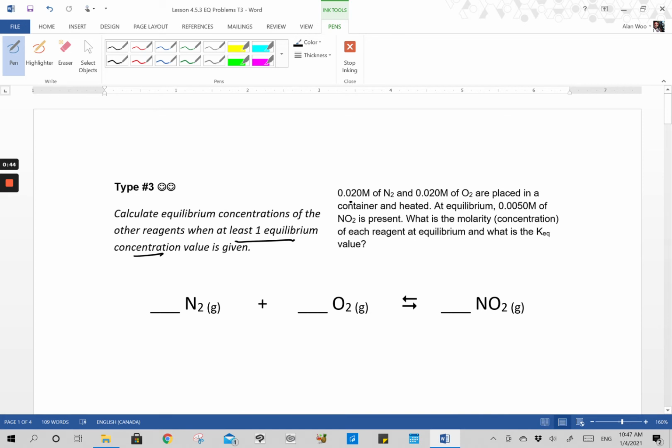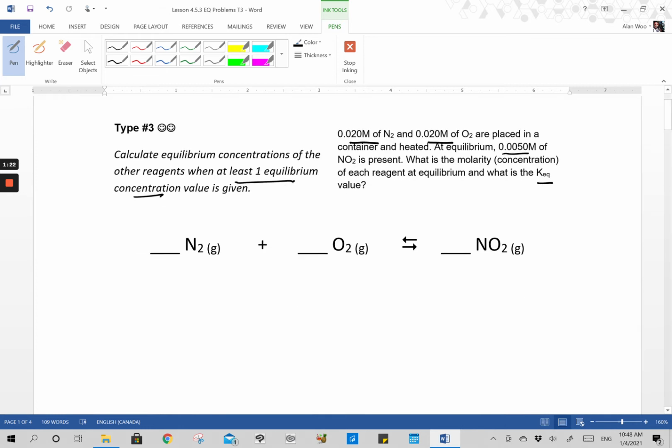Okay, so both of these concentrations that were given are actually called initial concentrations because they're describing what happens at the beginning. Now, at equilibrium, you have 0.0050 molarity of NO2 present. Okay, so what they want to know is what is the molarity of each reagent at equilibrium and what is the KEQ value. So when you see a question like this that talks about initial and equilibrium, you're going to need something called an ICE table in order to complete the question.